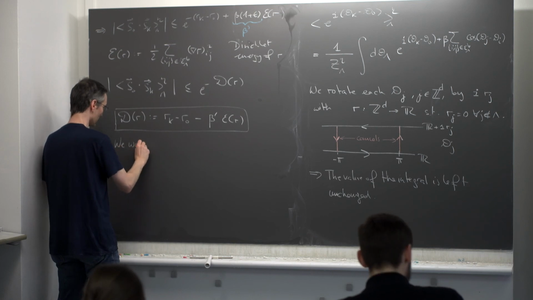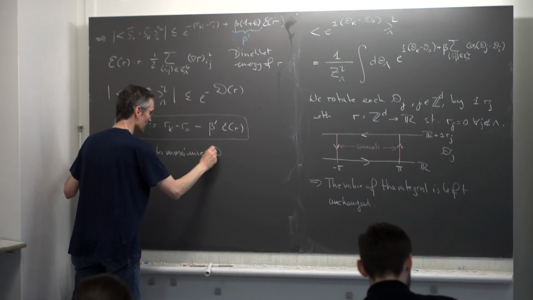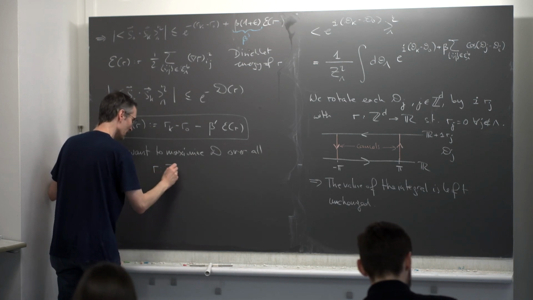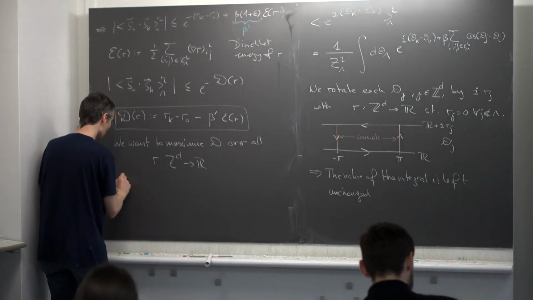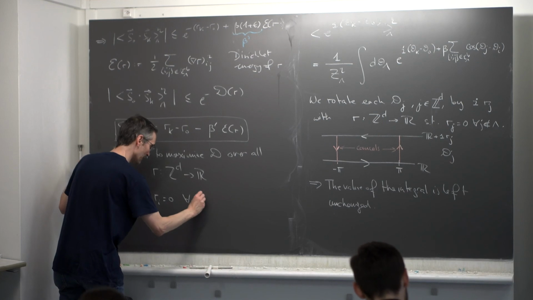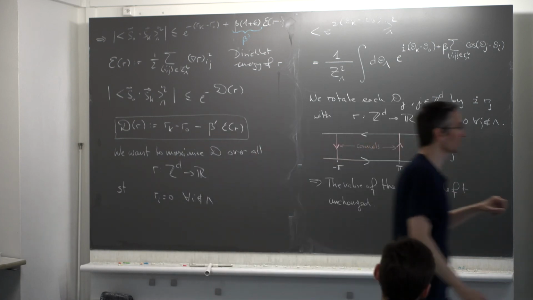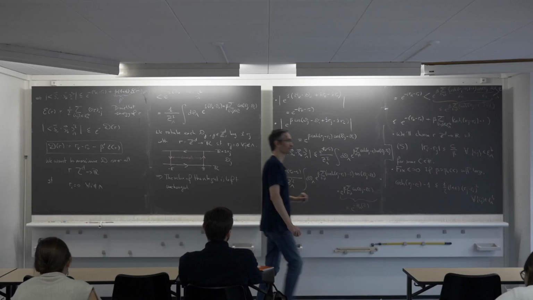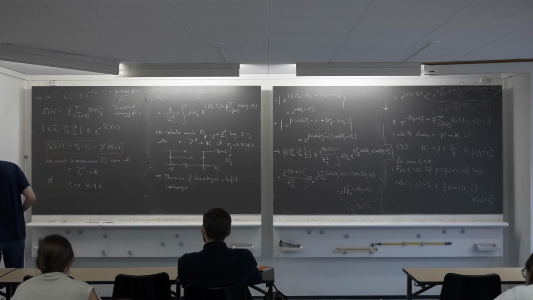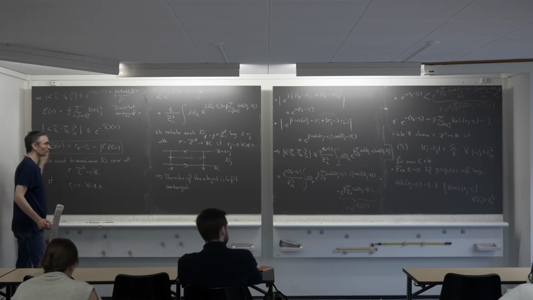We want to maximize this functional D over all functions R from Z^d to R such that R_i is 0 outside lambda. That's what we want to do. And if we are lucky, this condition that we have used will be satisfied by the solution, which will be the case. So let me state the corresponding result again, the lemma, which tells you what is the maximizer of this functional D.